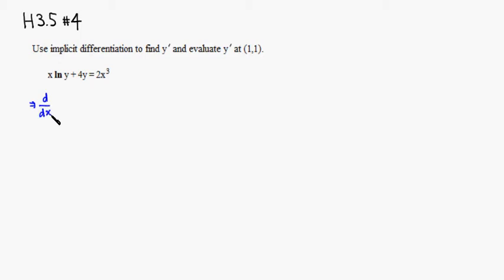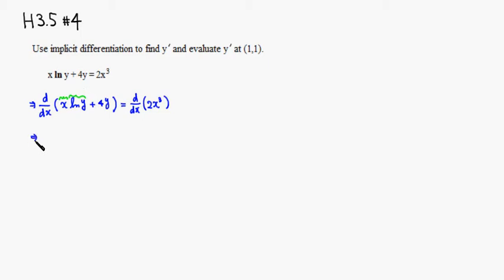With respect to x of the left hand side, which is x times natural log of y plus 4y, and we'll do the same to the right hand side of the equation. So take the derivative of 2x cubed. You can see that this is a multiplication, x times natural log of y, so we have to use the product rule.